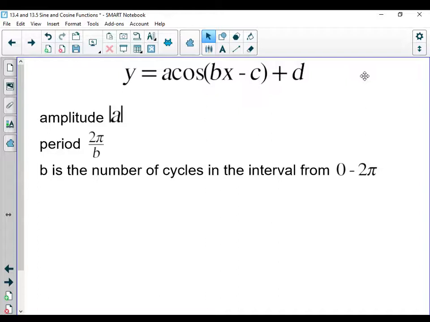But actually to go left and right is not just looking at C. It's C over B, which is weird. I know. And they call it a phase shift instead of just left and right. But that's what you're doing. You're going left and right. But yes, D is still up and down.